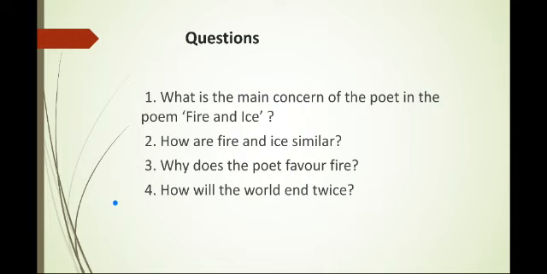And next and last question is, how will the world end twice? According to the poet, the world will end due to the fire, which symbolizes desire. But if the world has come to its end twice, then it will be due to hatredness, symbolized by ice.